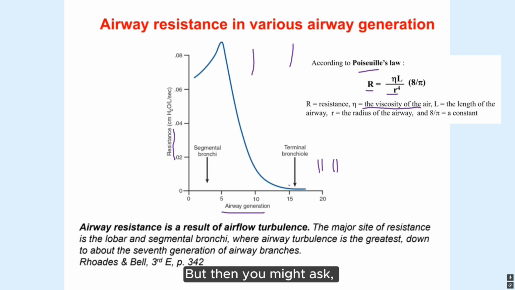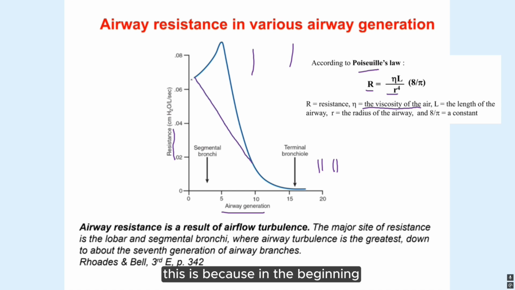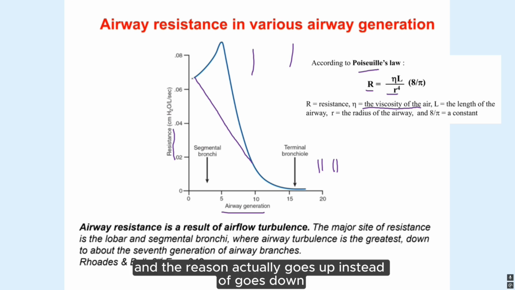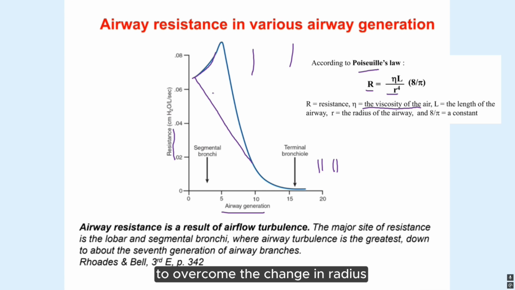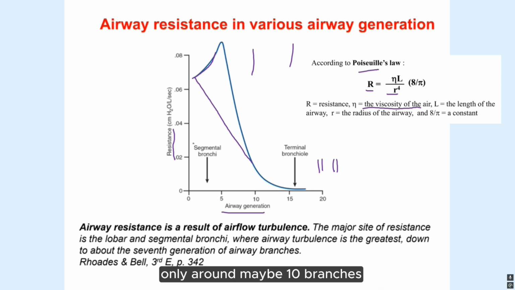But then you might ask, okay, why does the graph increase at first? Why doesn't it immediately decrease? This is because in the beginning, as you're going through the generations, you are decreasing the radius and you're increasing the resistance. And the reason it actually goes up instead of down is because there's not enough airways to overcome the change in radius. Maybe there's only, let's say in the segmental, around maybe 10 branches.